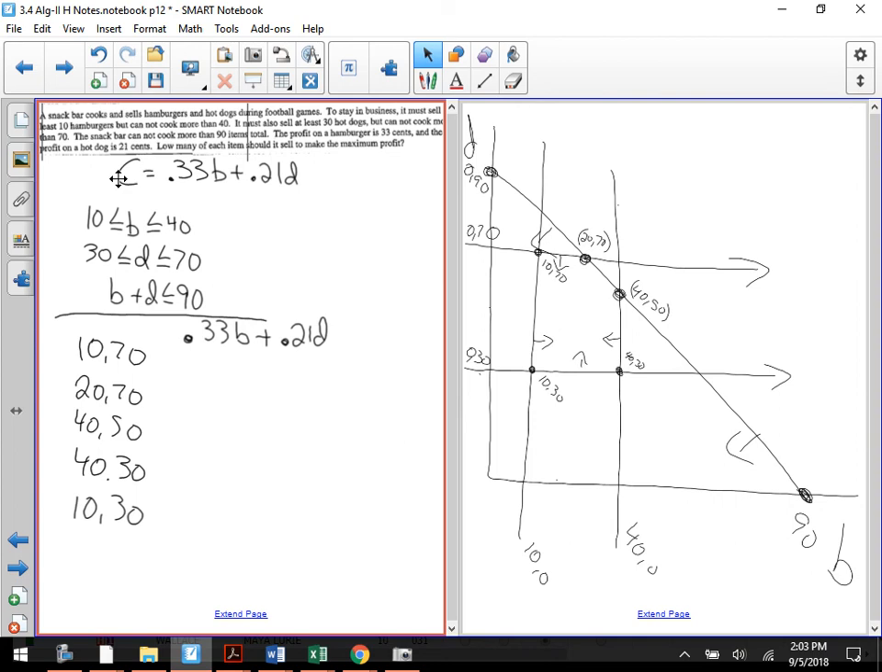10 and 70, this was 18. 20 and 70, $21.30. Ooh. 40 and 50, you're going to make $23.70. Cool. 40 and 30, you make $19.50. And then at 10 and 30, you make $9.60. I know.